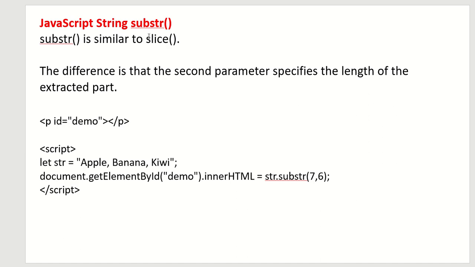Substr is also similar to slice. The difference is that the second parameter is the length. That means if you are writing 7, it will start from 7, 0, 1, 2, 3, 4, 5, space, 6, 7. And from here you want how many characters? That is 6 characters we want. So 1, 2, 3, 4, 5 and 6. If I write 7, 2, so 7, 2 will be 1 and 2. 2 characters only, that is substr.